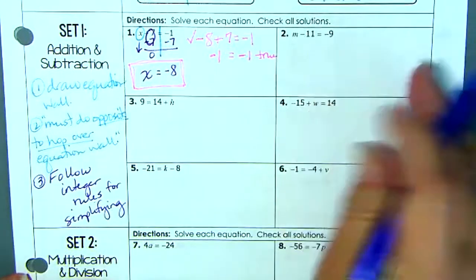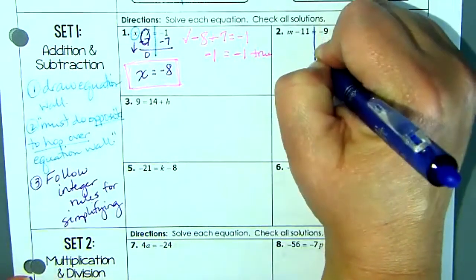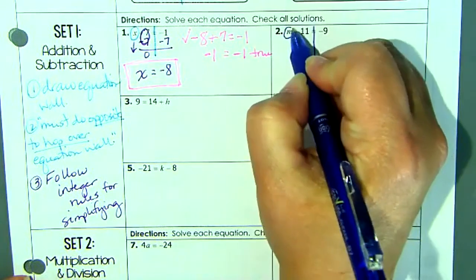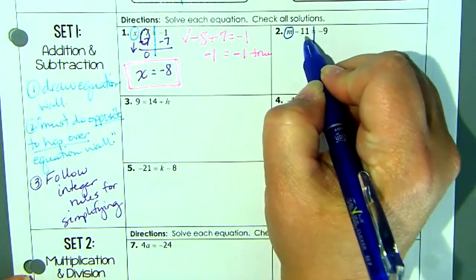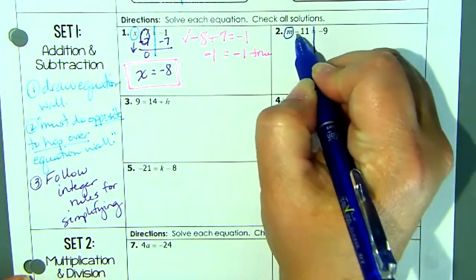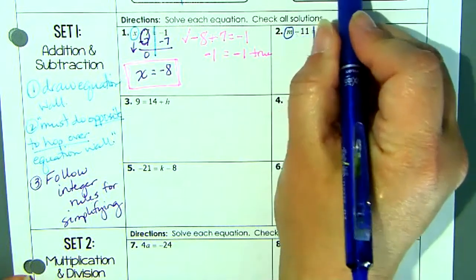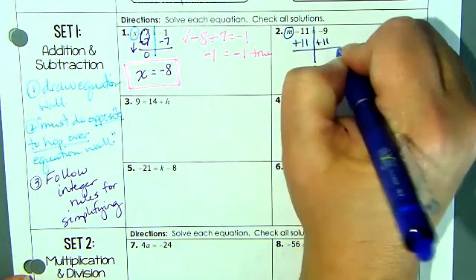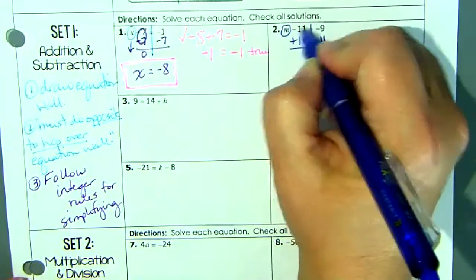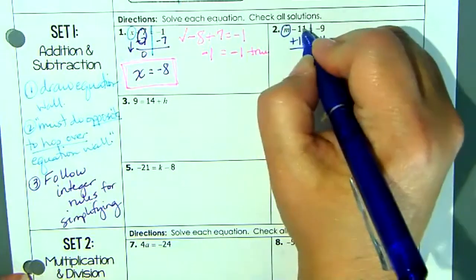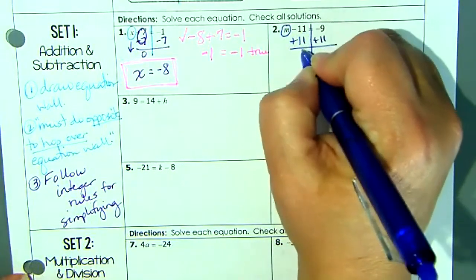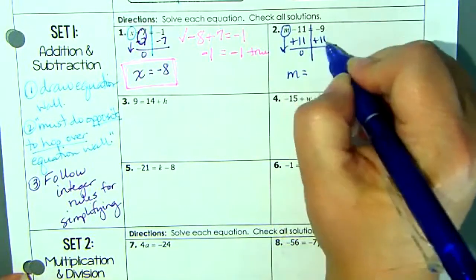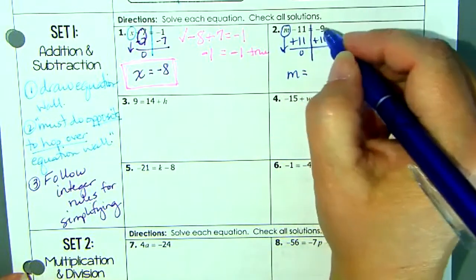Looking at number 2. Again, draw the equation wall, and I ask, what operation ties the variable to the number that's on the same side of the equal sign? Well, that's subtraction. How do I undo subtraction? The inverse operation is addition, so I'm going to add 11 to both sides. So that's a -11 plus 11, that's going to equal 0. Bring down the m, so I have m equals -9 plus 11.